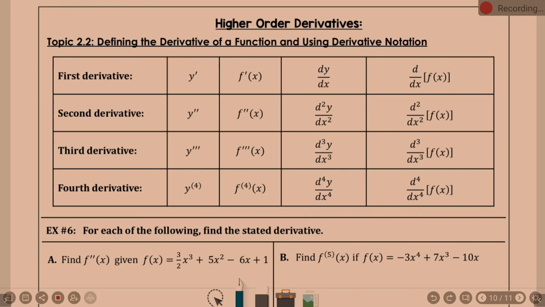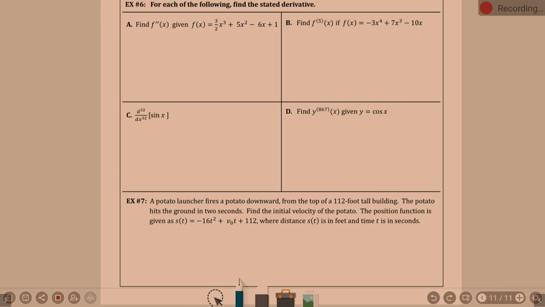Okay? So, as you look at this chart here, in example A, they ask us to find the second derivative, given that f of x is listed. Well, with this particular problem, in order to find the second derivative, guess what we have to do first? The first derivative. Find the first derivative. Okay? So the second one, you have to do it 5 times. Yes.